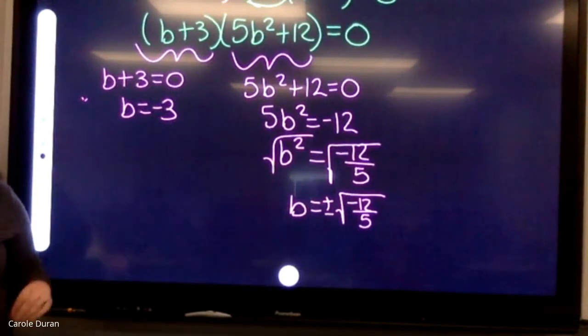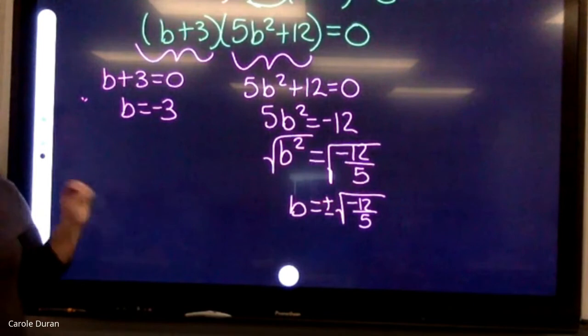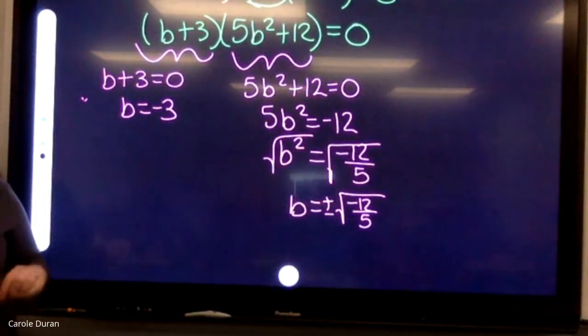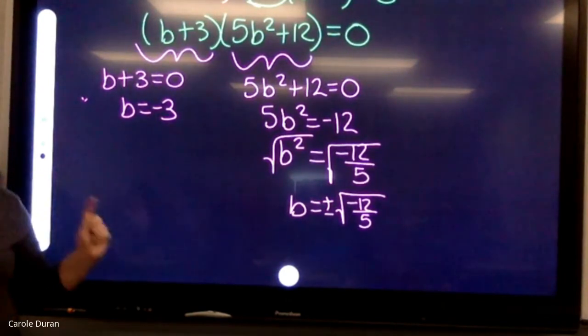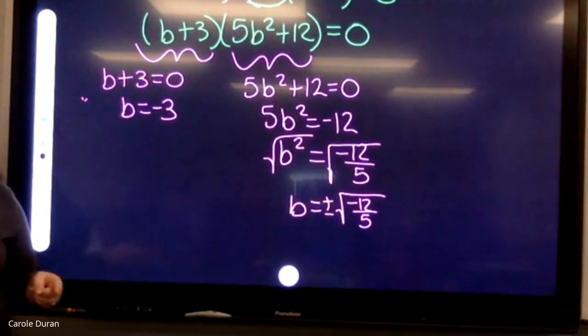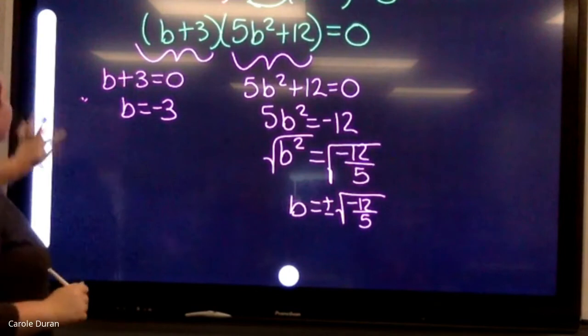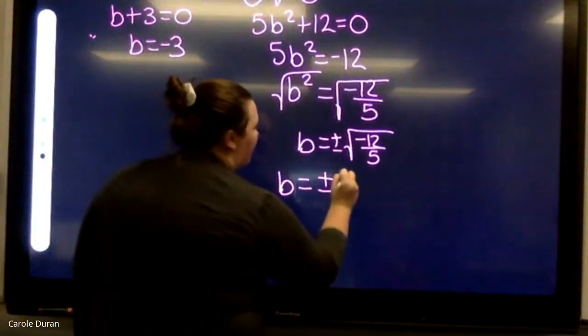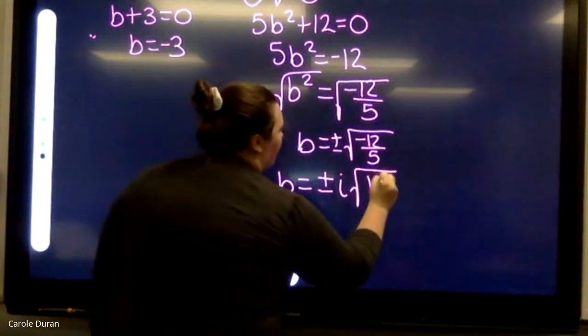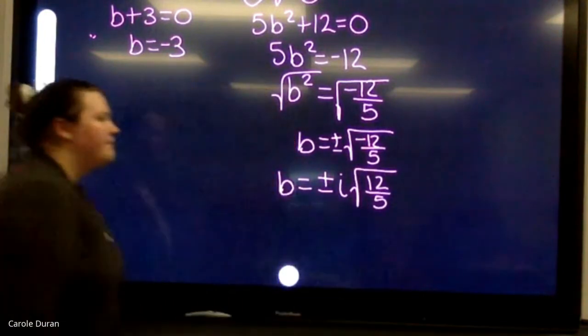So as of right now, I have b equals positive negative square root of -12 over 5. What do I not like about this? There's a negative inside my square root. How do I get rid of that? We put an i out front, which means I now have b equals positive negative i times the square root of 12 over 5.